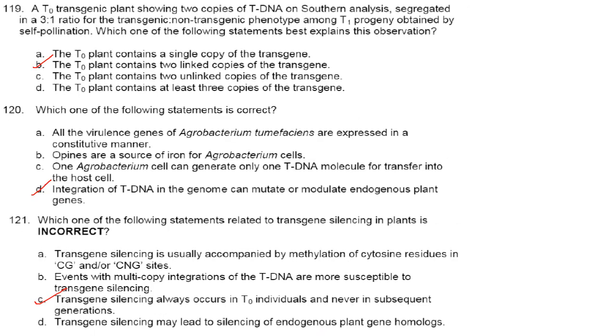Then next one, a T0 transgenic plant showing 2 copies of T-DNA on Southern analysis segregated in a 3:1 ratio for the transgenic to non-transgenic phenotype among T1 progeny obtained by self-pollination. Which one of the following statements best explains this observation?